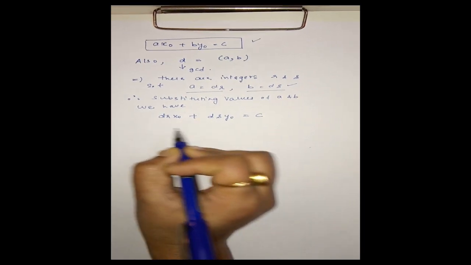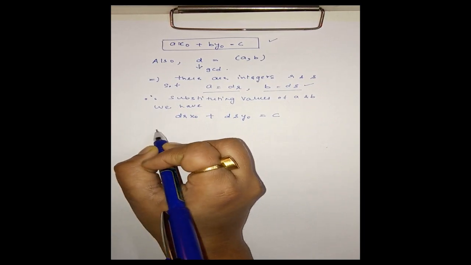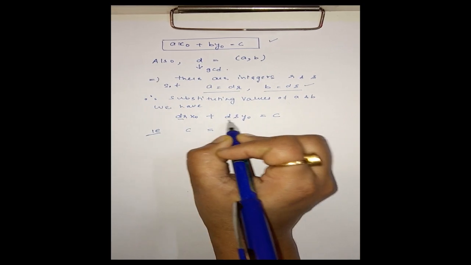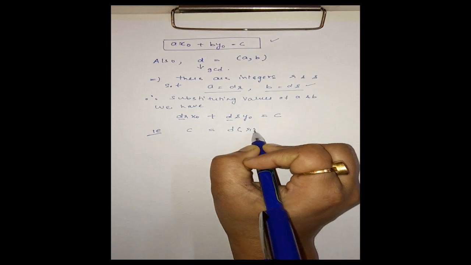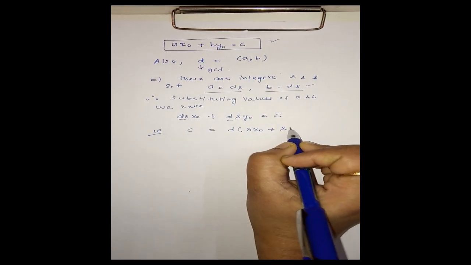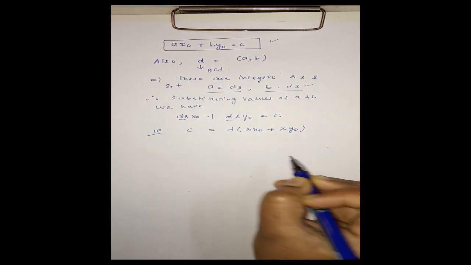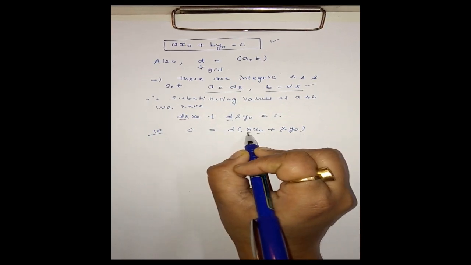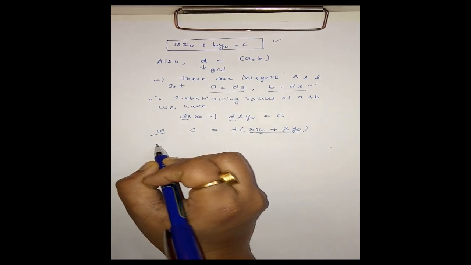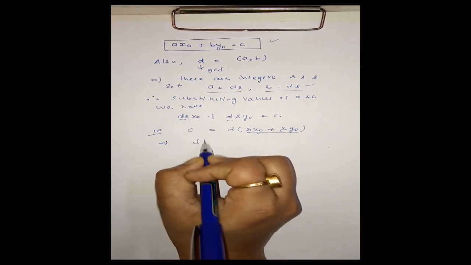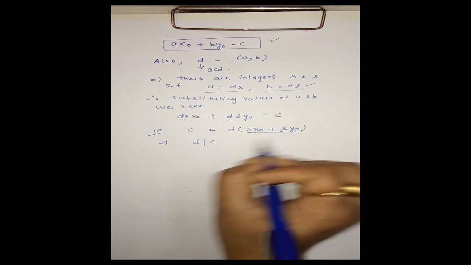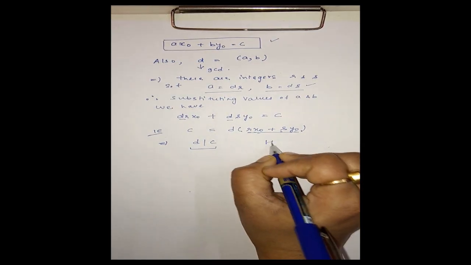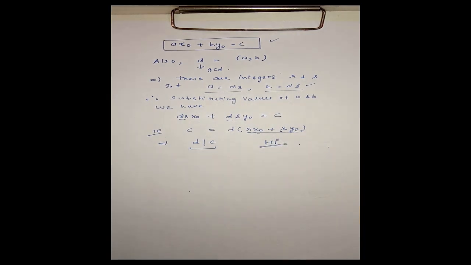Now that is, c is equal to, taking d outside, d times r x naught plus s y naught. Now r and s are integers, x naught and y naught are also integers. That means this is an integer. From here we get d divides c. This is an integer, so we can write d divides c here. That means the first part is proved. D divides c.